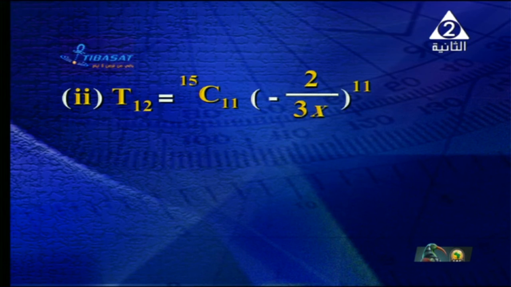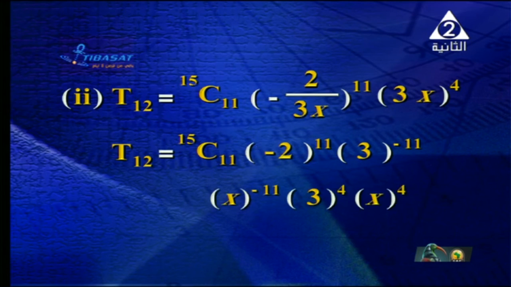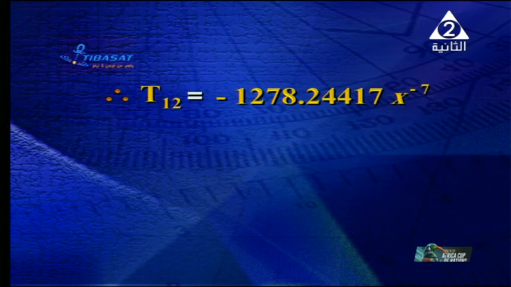But T12, nCr. What is the n? 15. What is the r? 11. Second power 11, first power 15 minus 11, which is 4. Then we distribute the power among each term. Then T12 became 15C11 times (negative 2)^11, 3^(-11) times x^(-11) times 3^4 x^4. We use calculator to find the value of the coefficient. Then T12 equals negative 1278.24417 x^(-7).